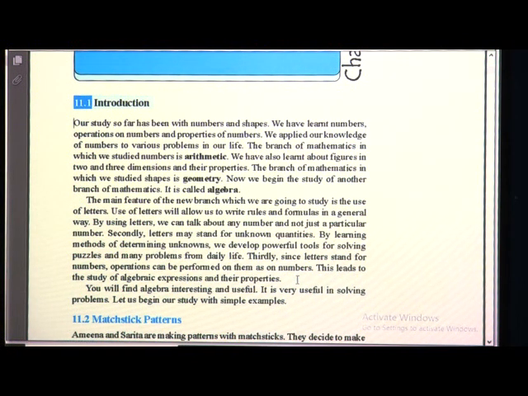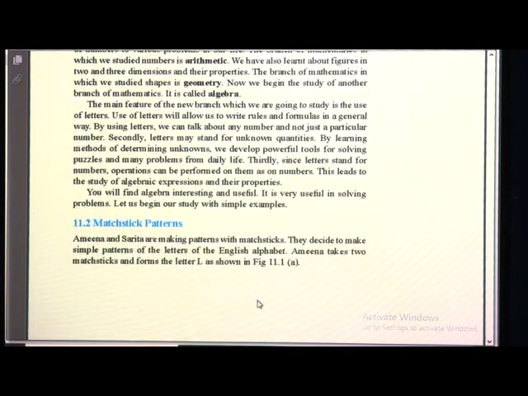So operations can be performed and we can find the number. This leads to the study of algebraic expressions and their properties. So when we are finding the number or the letter, then we are using algebraic expressions and their properties. You will find algebra interesting and useful. It is very useful in solving problems. Let us begin our study with simple examples.